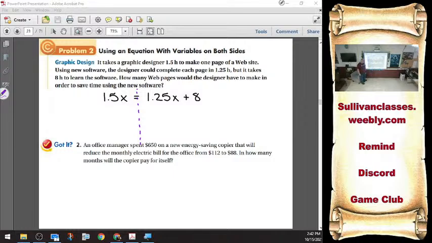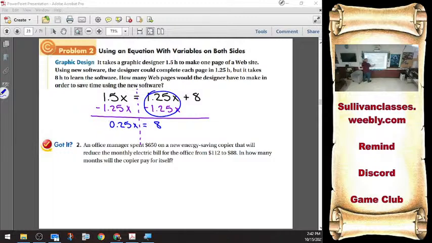Right? 1.5 all by itself. So subtract 1.25x. Show that 0.25x is now 8. What do I do? That's smashed up on it. So if they're multiplying, I'm going to divide. How many quarters go in $8, Ashton? 32.